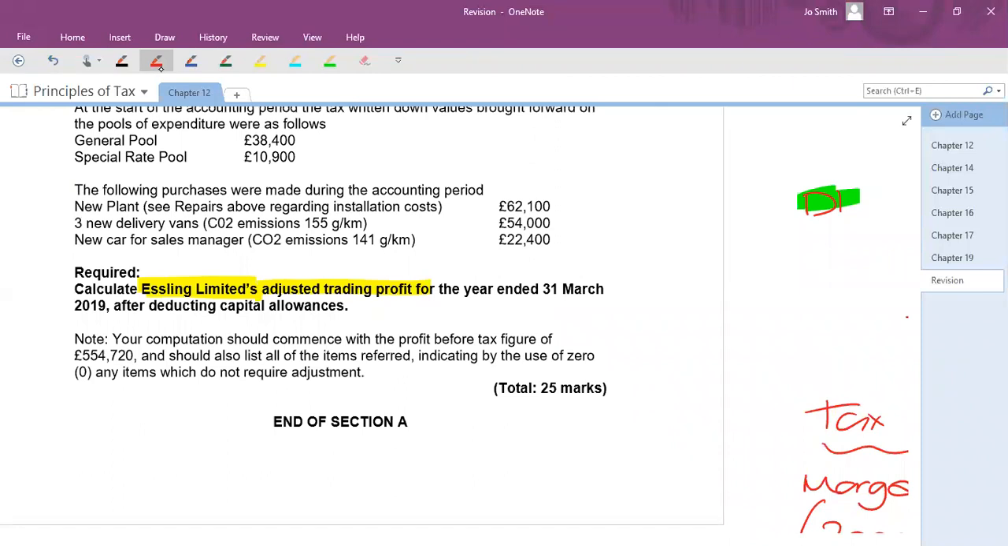So we've dealt with an individual in question 1, now we're dealing with a company in question 2, dealing with an adjusted profit, and then we've also got to work out their capital allowances. Now it states here you should commence with a profit before tax figure of 554,720. Look at all the items that are referred to, indicating the use of a zero for anything that does not require adjustment. So if you think it's an allowable expense, you've got to show that you've looked at it and that you're not going to adjust for it.